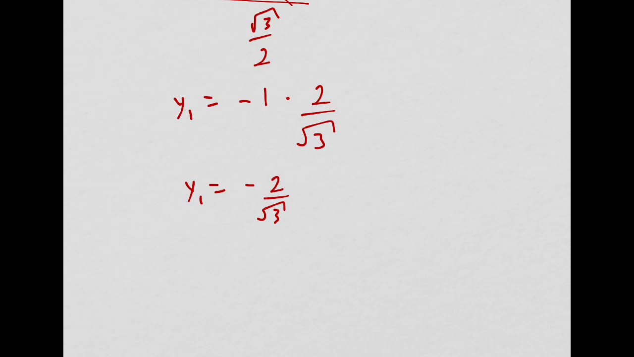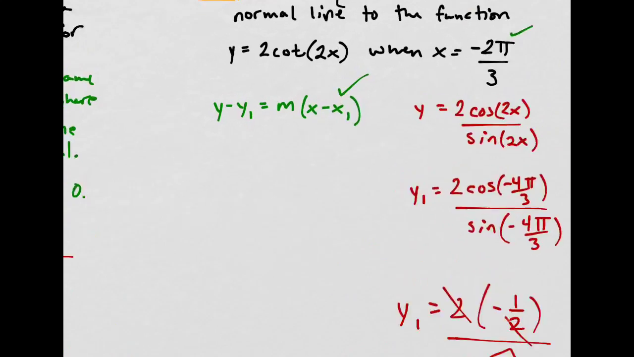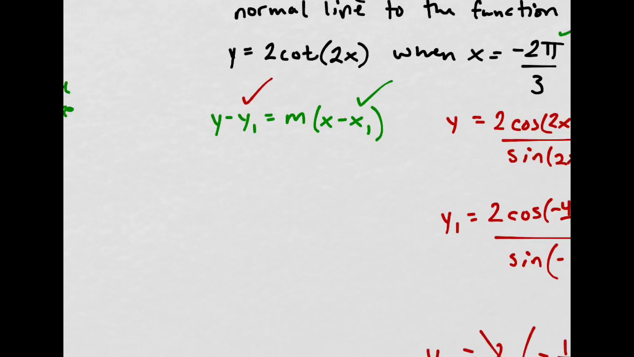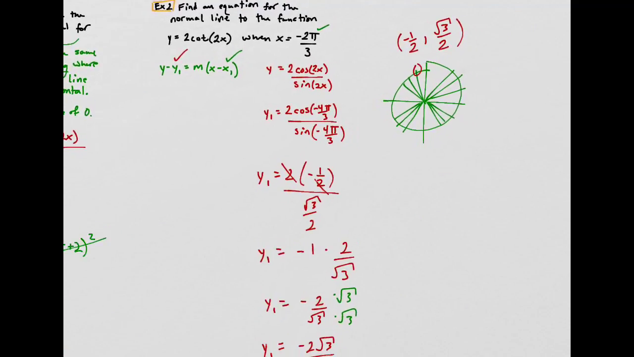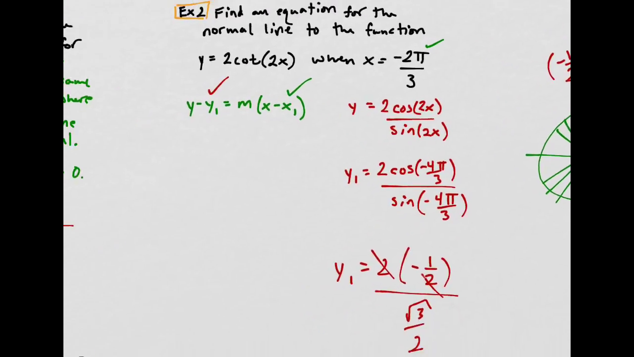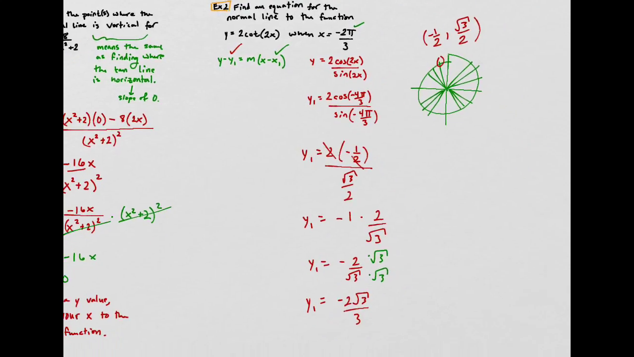If I rationalize, this is a lot. I'm showing you too much. Hopefully this is a review and you don't really need this, but if you do, there it is. y1 equals negative 2 root 3 over just regular 3, because when I multiply that, the radical goes away. Alright, so now I have my y1 and I have my x1 already. It's up to me to find the slope. Oh, maybe I should do that in the next part. I think I will. Sorry.